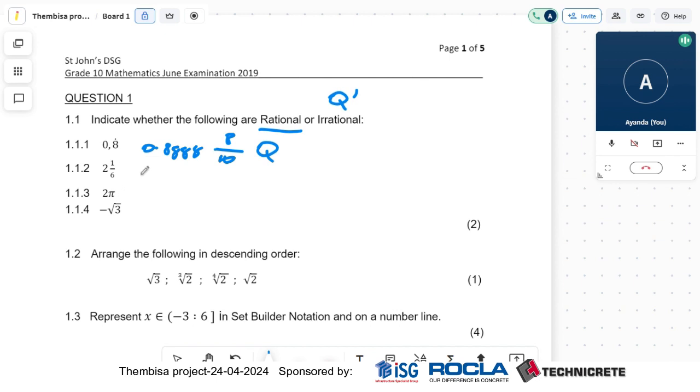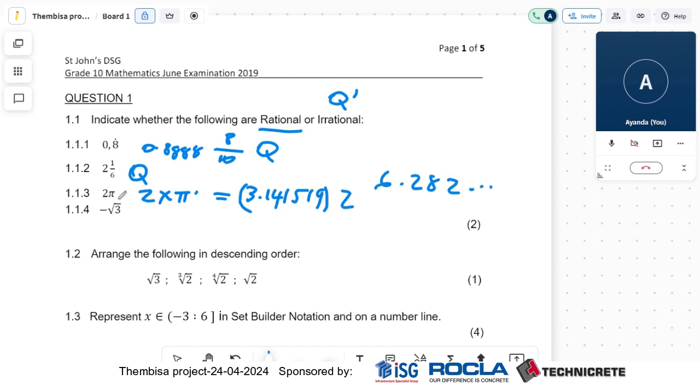So 2 and 1/6. So this is 2 and 1/6. Already we can see a fraction here. So we know immediately that this number is rational. Now 2 pi is the same thing as 2 times pi. And earlier on, we spoke about how pi is 3.141519. If we multiply this by 2, it's just going to be 6.282 yada yada yada yada. But there still won't be any sort of pattern. So 2 pi is irrational because that pattern doesn't exist. And you can't write pi as a fraction.